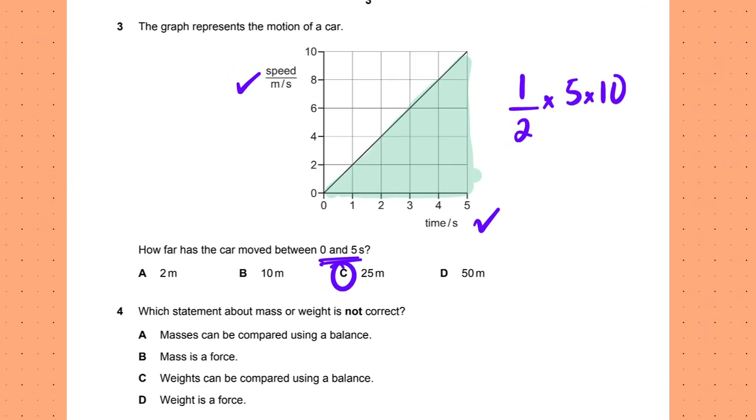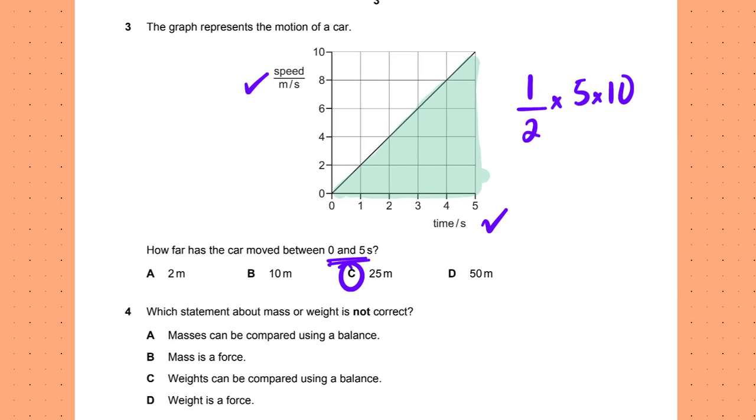Question number 4, which statement about mass or weight is not correct? Masses can be compared using a balance. This is correct, so it cannot be the answer. Mass is a force. This is not correct. Weight is a force. So this is the answer here. Weights can also be compared using balances, and weight is a force.